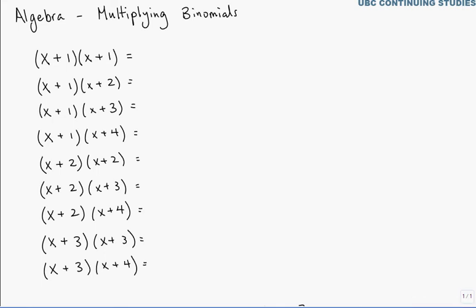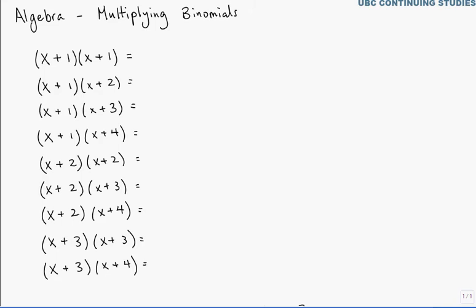In algebra, we spend a fair bit of time working with binomials of a particular form, x plus or minus a number. And we saw in the last lesson how to multiply two binomials. Let's see if there's a pattern that we can use to multiply these binomials of this particular form that'll make life a lot easier, and that'll also set up the next thing we're going to do, which is factoring.